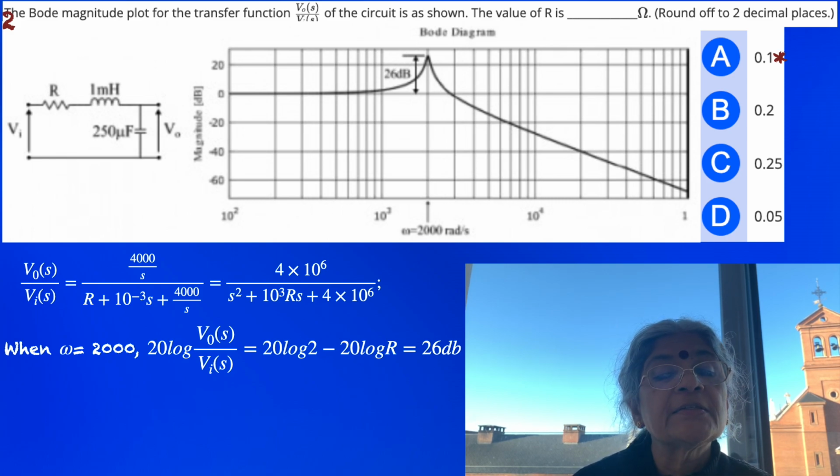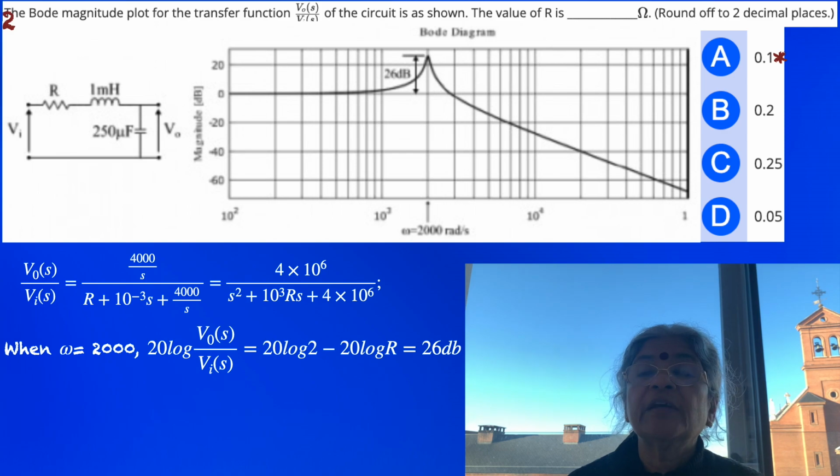So now what is asked is the Bode magnitude plot for the transfer function Vo(s)/Vi(s) of the circuit is as shown. The value of R is what? So now we find out Vo(s)/Vi(s) and then draw. Think in terms of its frequency response.